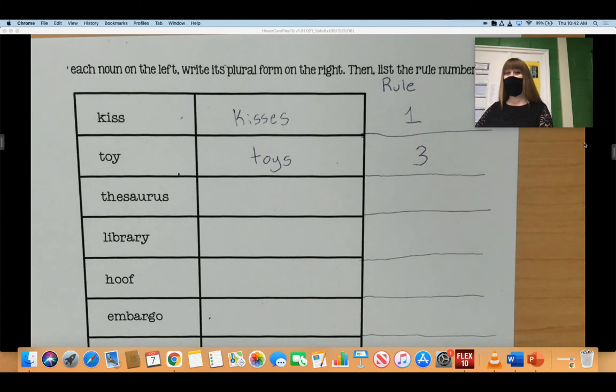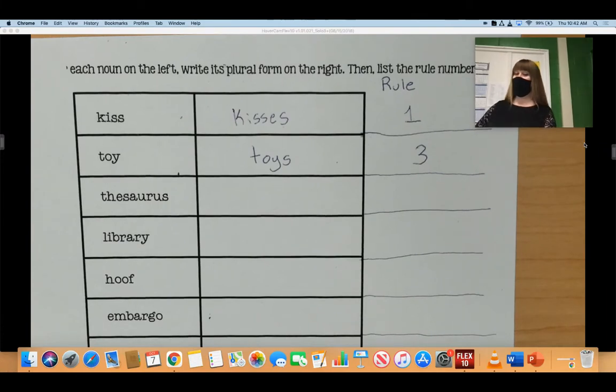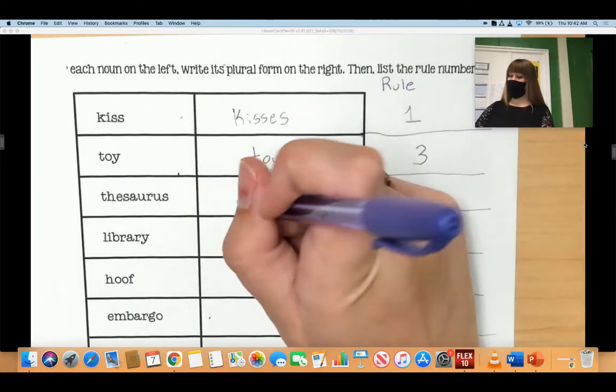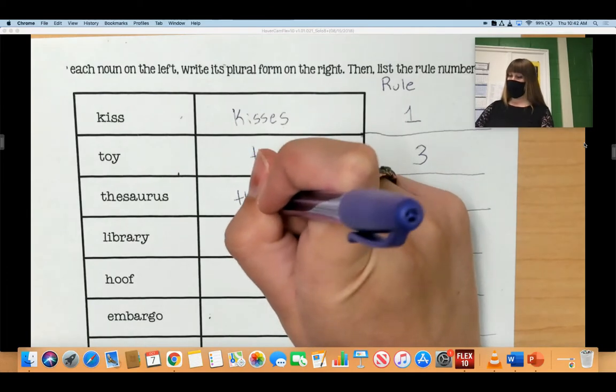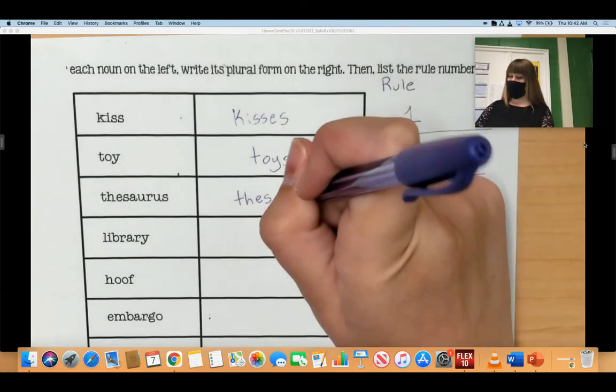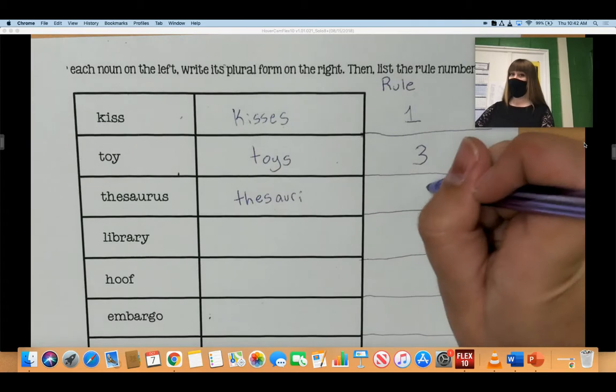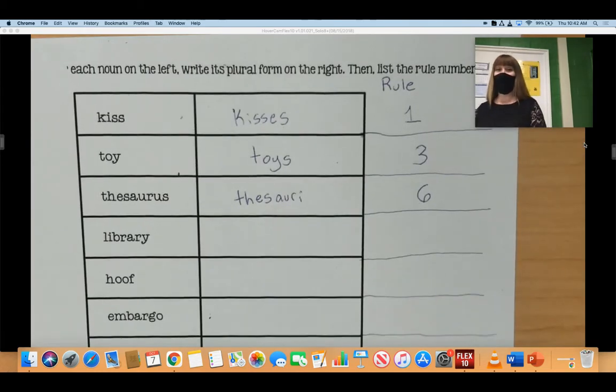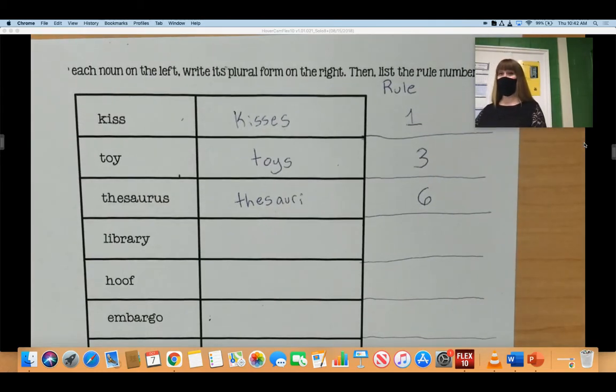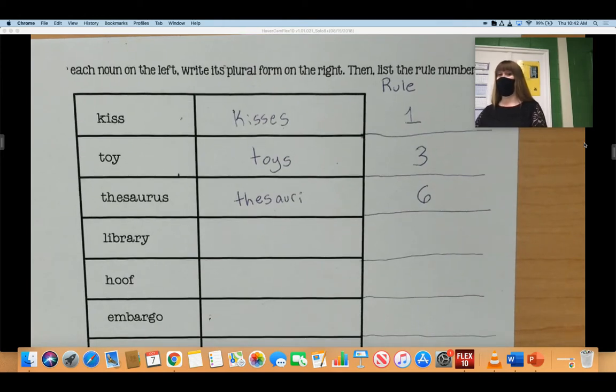The next one is our Latin root word that we talked about yesterday. It ends in us. So thesaurus becomes thesauri. And that is rule 6, the Latin root rule. If you need to pause this video at any point to continue working, that is totally fine. This video will be up on Google Classroom and it will stay up until Monday.